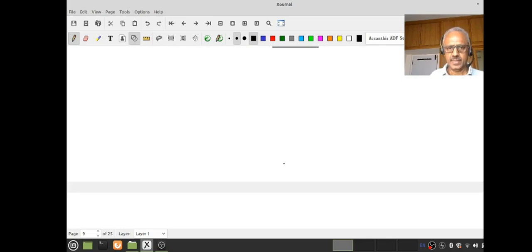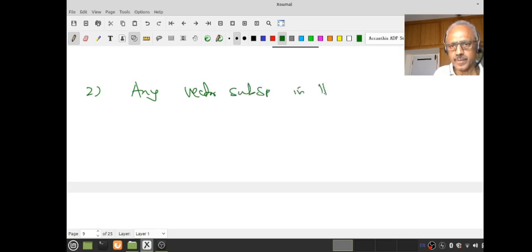The second important example is that any vector subspace in Rn is connected. In fact, more than that, any translate of that.